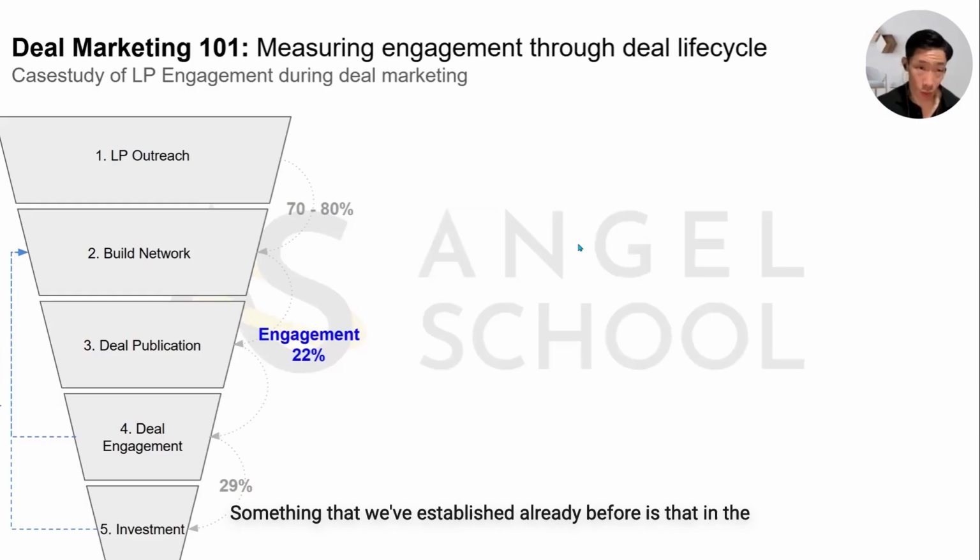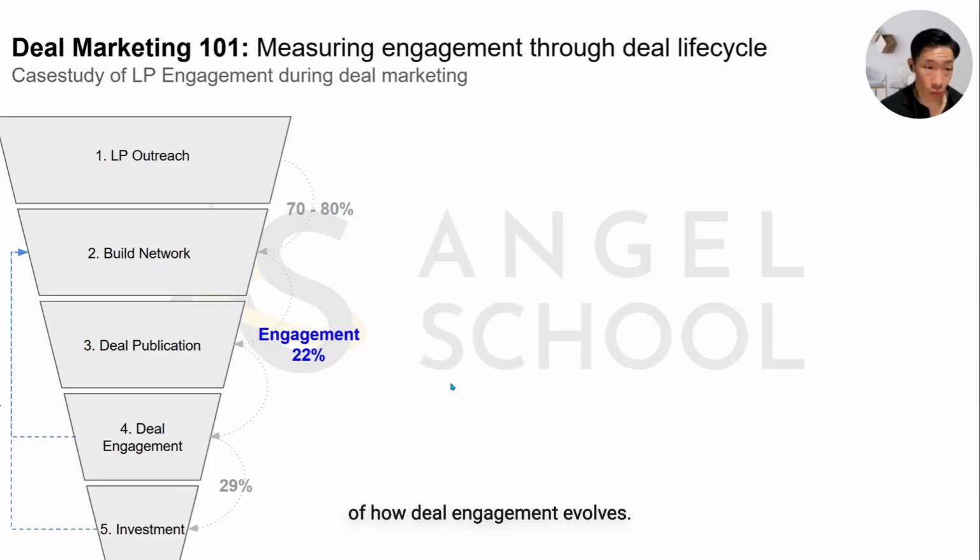Something that we've established already before is that in the funnel management, in the funnel process, deal publication is the bottleneck. And we benchmark that number to 22%. What I'm going to show you here is how deal engagement evolves.